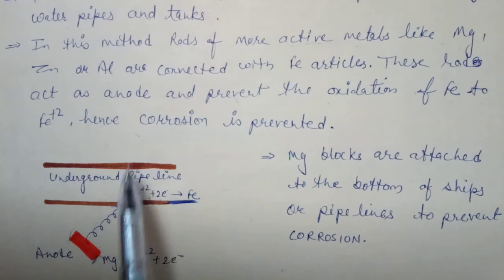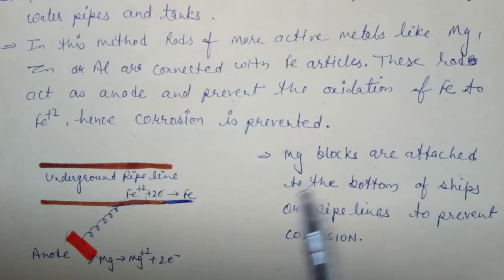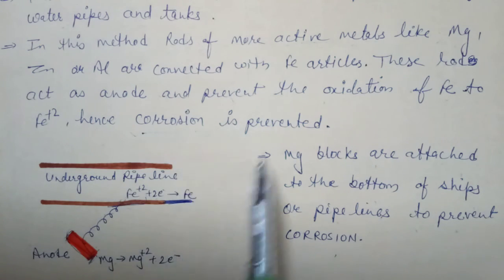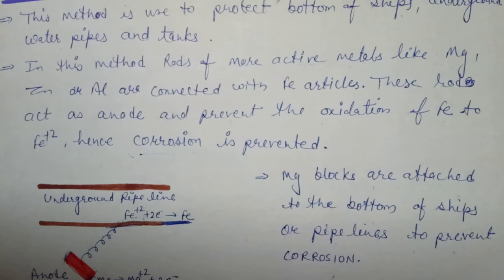Magnesium blocks are attached to the bottom of ships or pipelines to prevent corrosion. These are anodes which are used to prevent the corrosion. So this process is called electrical protection.